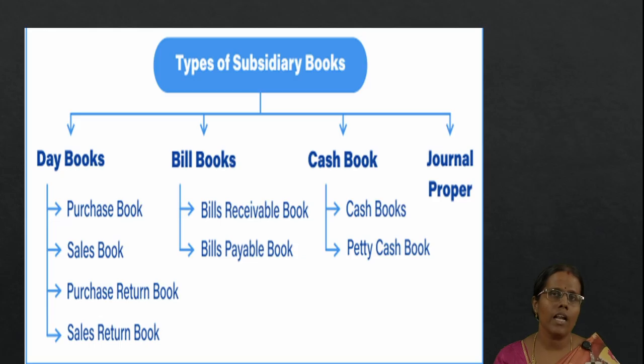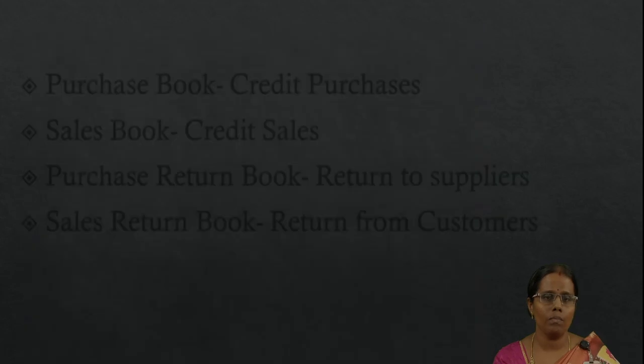The subsidiary books are classified into 8 categories. First, it is divided into 4 categories: day book, bill book, cash book and journal proper. The day books are purchase book, purchase return book, sales book, sales return book. And then bill books are 2: bills receivable book and bills payable book. Cash book is classified into 2 categories: cash book and petty cash book. And then journal proper. Next, we have to see the meaning of each subsidiary book one by one.